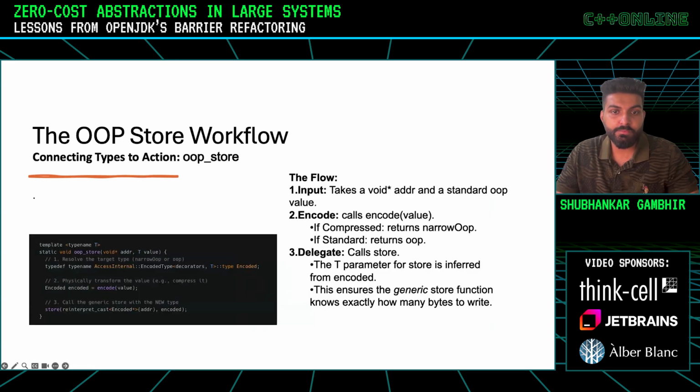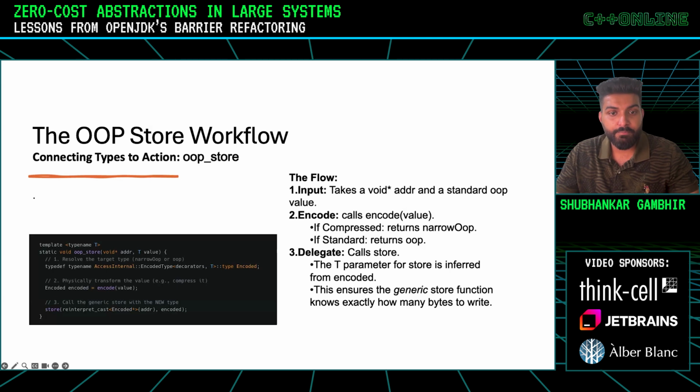Here is how it all comes together in the OOP store workflow. We take the void store address and the high level OOP value. We use our meta function to define the encoded type, which is narrow OOP or standard OOP. Then we call our SFI encode function to physically compress the bits. Finally, we delegate to the generic store.